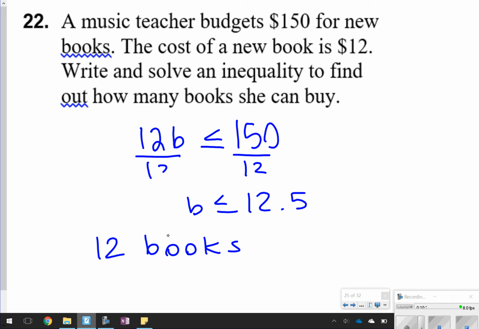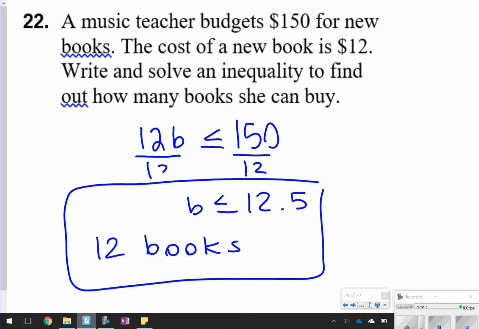Anytime you're thinking of a real world situation, you need to make sure that you're not having a half. Especially if you're talking about things that can only be bought in the whole. So you can't go and buy a half of a book, okay? So she can only buy 12 books to fit in her budget.